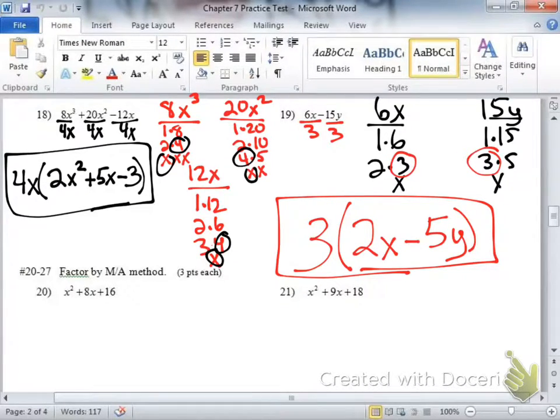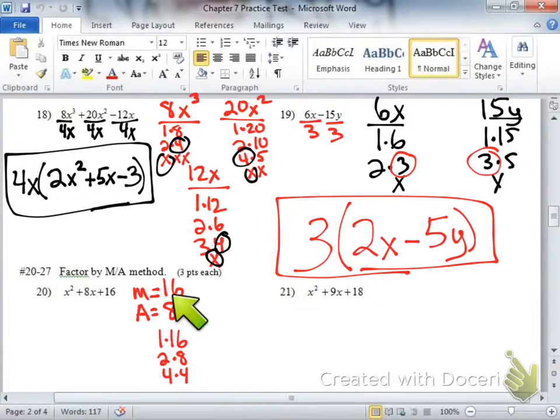Alright, I think we can squeeze the first couple MA problems on the board. So remember, the third number in a trinomial is your M number. The second number is your A number. The M number is the one you find on your factor sheet. The factors of 16 are 1 and 16, 2 and 8, 4 and 4.